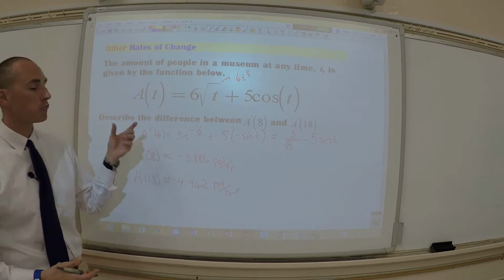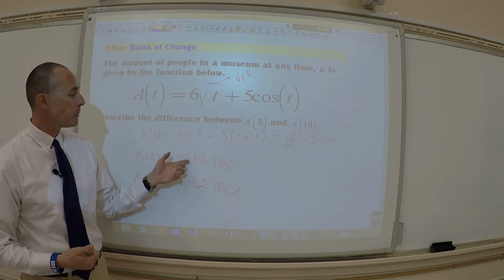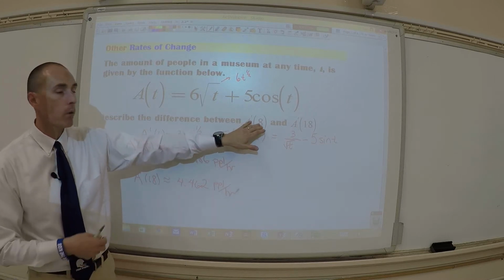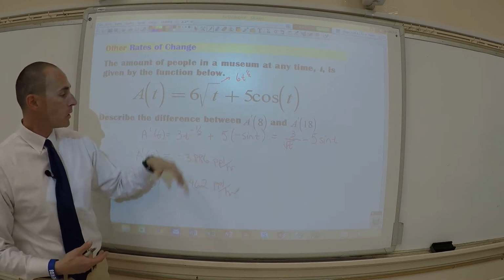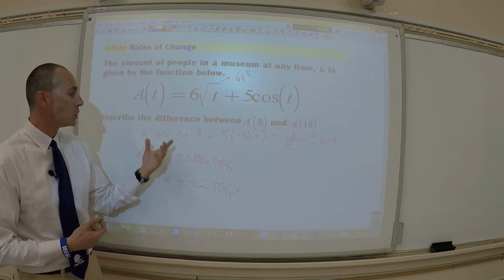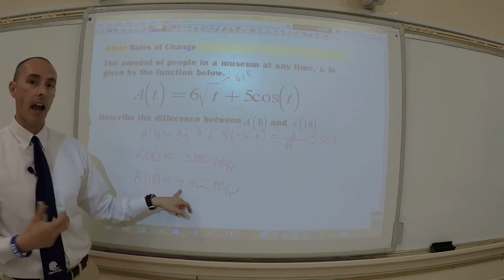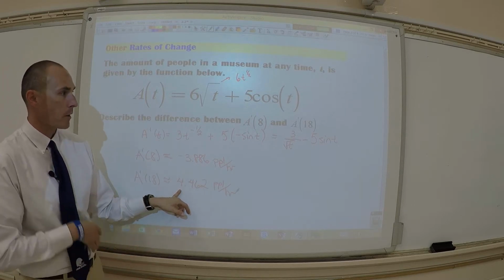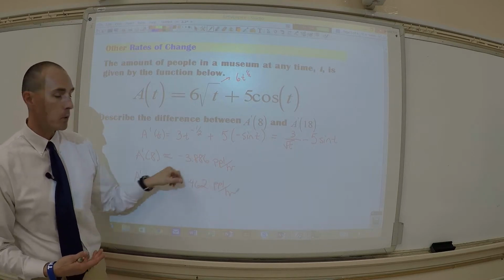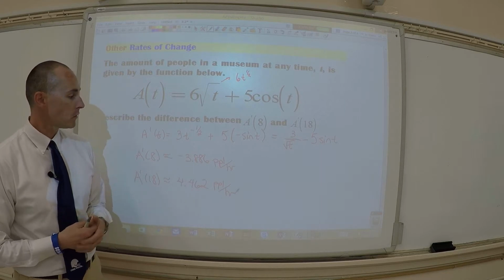Well, it means that the rate at which people are in the museum is changing at negative 3.886 people per hour. So that means at this point in time, at 8 hours, let's say, into the day, the museum actually has fewer people in there because we're losing about 3 to 4 people per hour. Whereas at the 18-hour mark, or like I said, if we were talking about minutes or days, whatever it might be, we're seeing an increase in the amount of people in the museum at about 4.5 people per hour. So good things to look at.